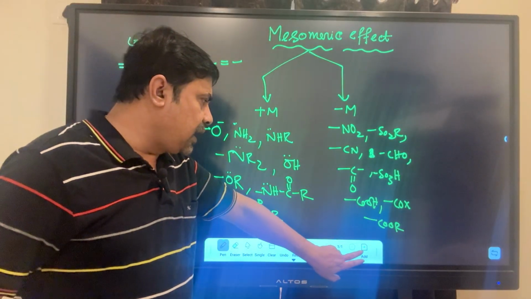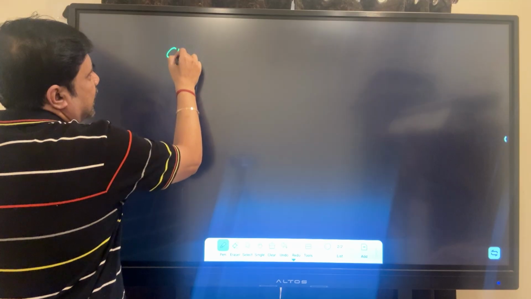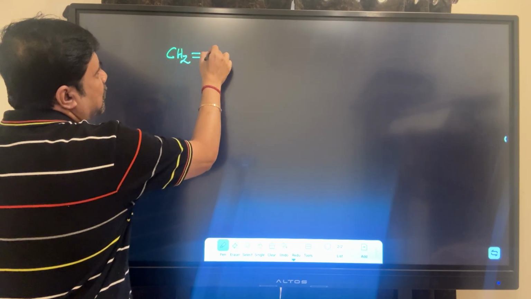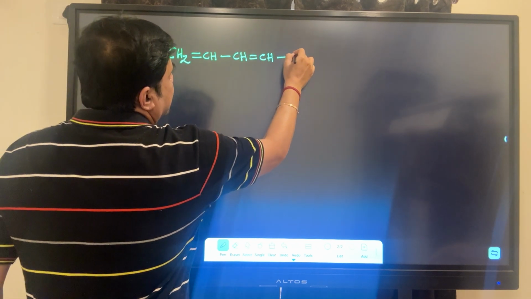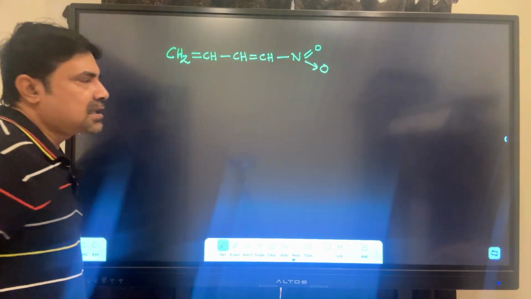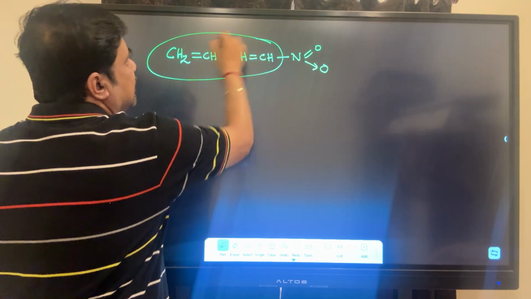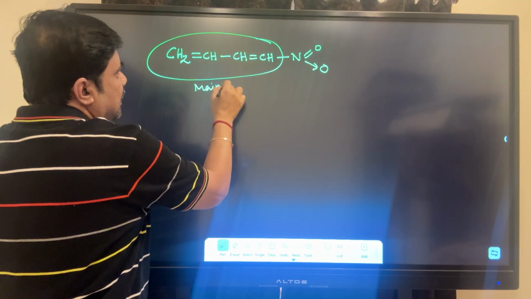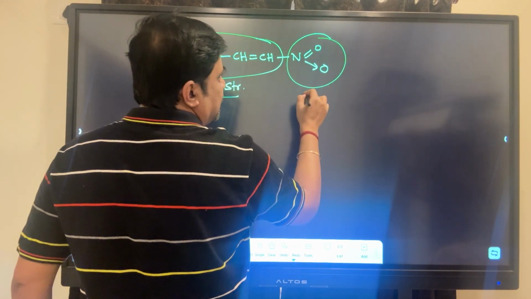Let us take a nice example in a benzene ring, or first take a straight chain. Suppose I have a system like CH2 double bond CH, CH double bond CH, and here a nitro group. This is the structure; let us look at how the bonding happens. This is the main structure of the molecule, and this is your nitro group.